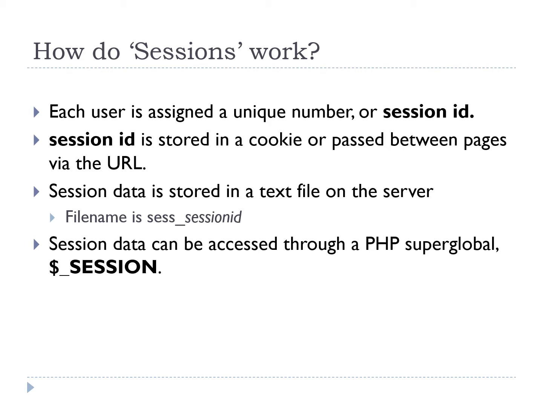So remember, whenever a user logs in to a particular web application, a unique number is generated based on the user, and it is termed the session ID. The session ID is stored in a cookie file, or it can be propagated through the URL. Session data is stored on the server side in a text file named underscore session ID. And in order to access the session data, we have to use the $_SESSION variable.